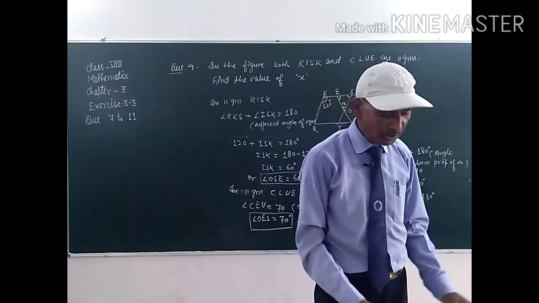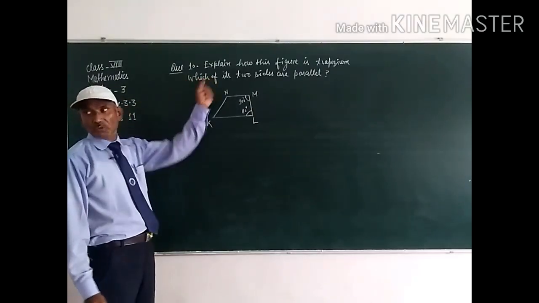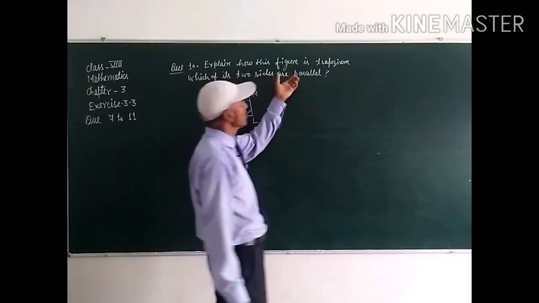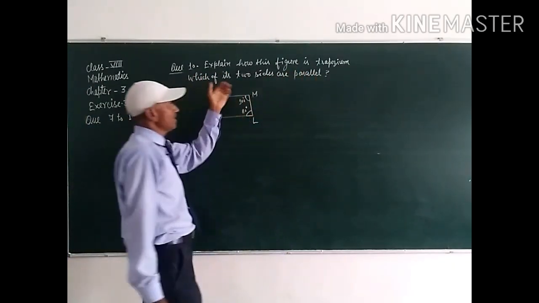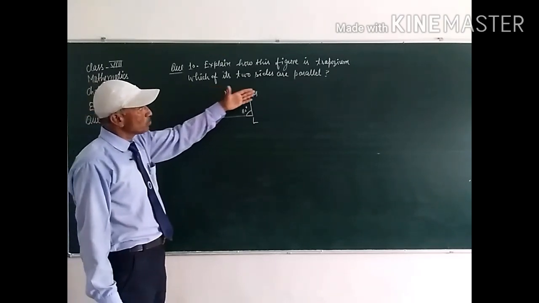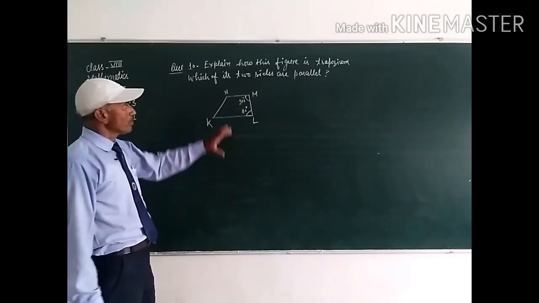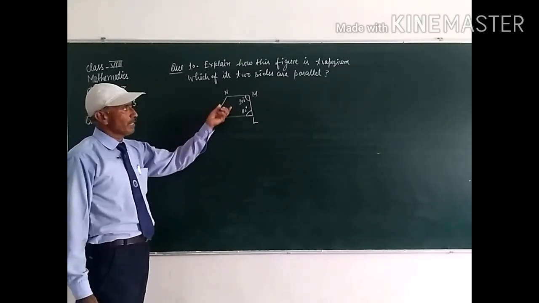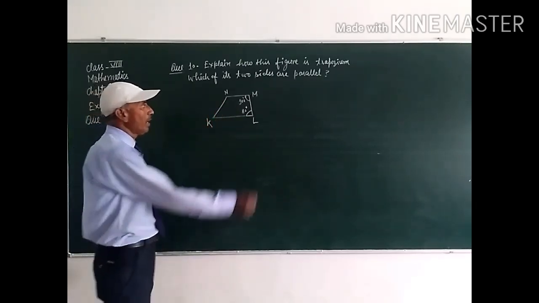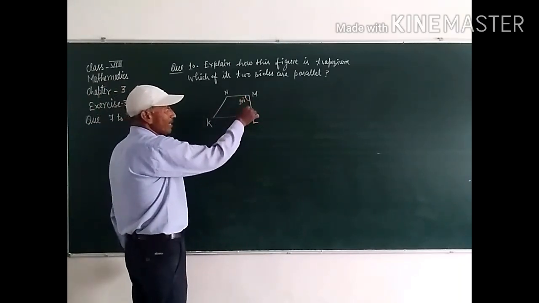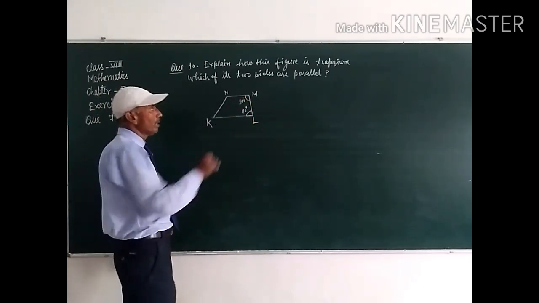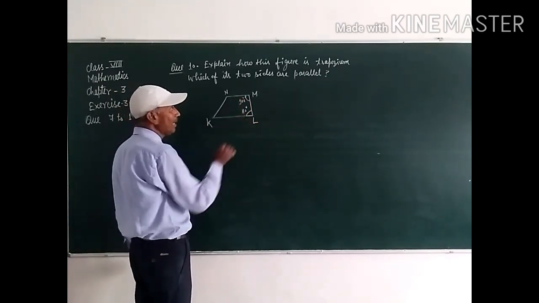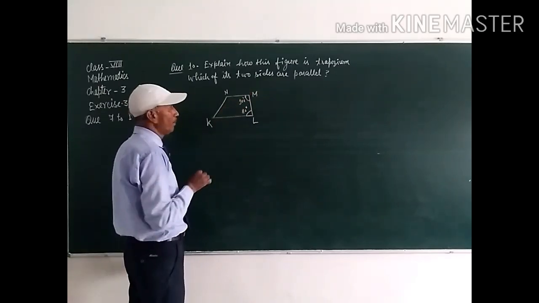Now we have to solve question number 10. This is question number 10, student, and in this explain how this figure is a trapezium, which of its two sides are parallel. So first of all we have to explain how this figure is a trapezium, student, and these two angles are given in this figure, student. This one 100 degree and this one 80 degree, angle L and angle M.